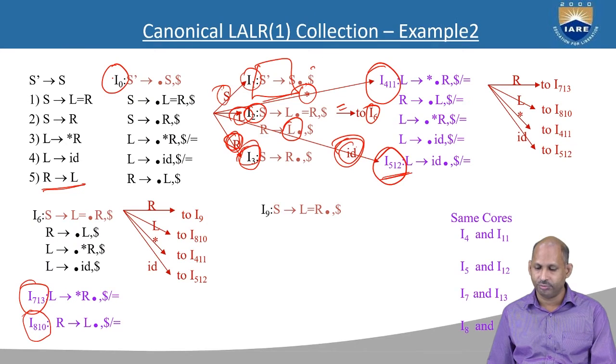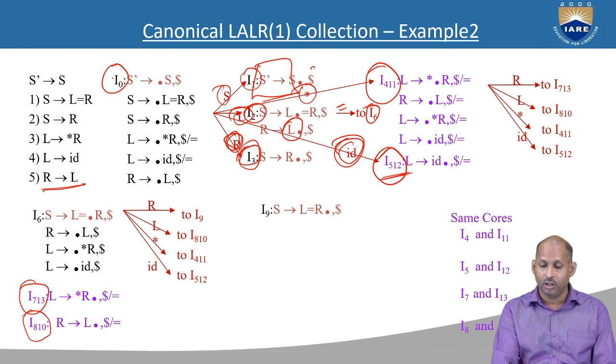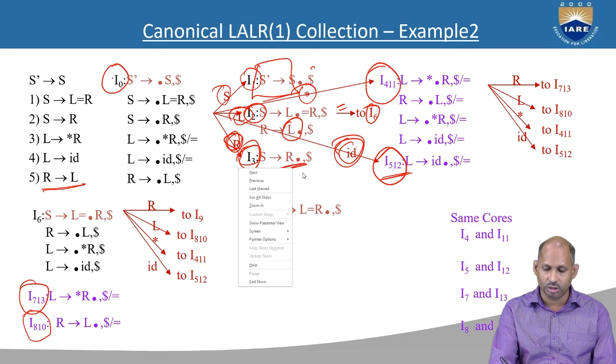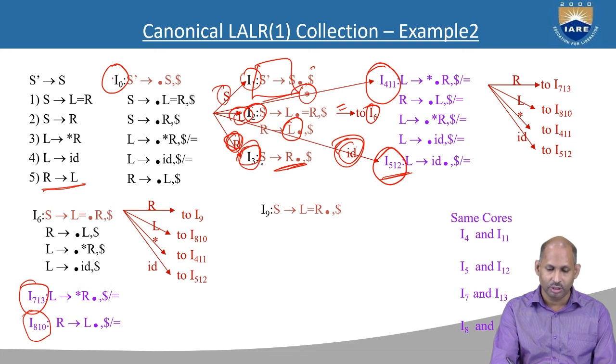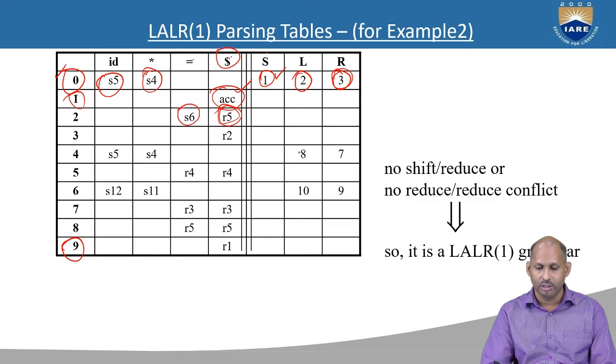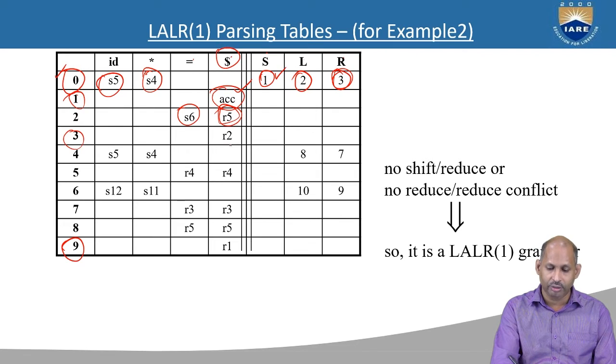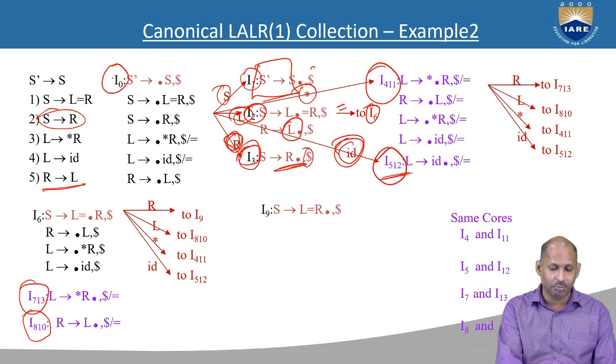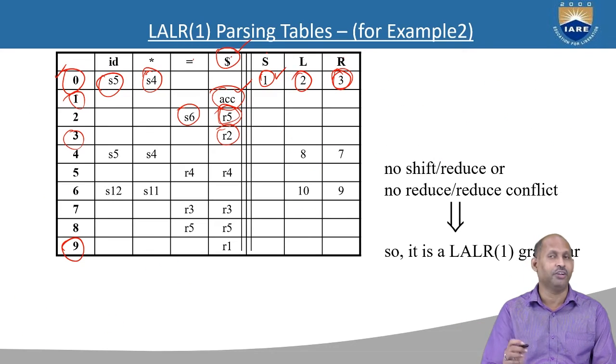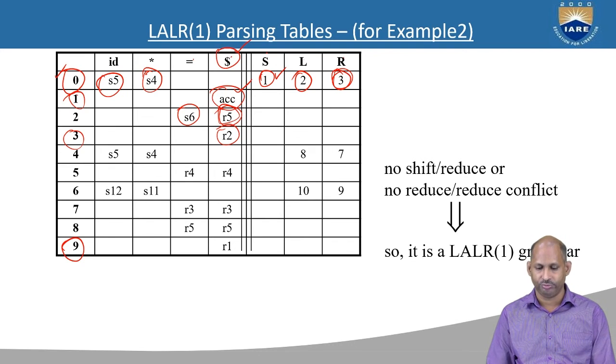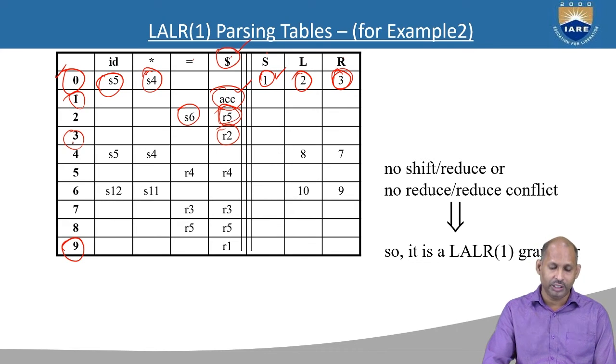Then I3, with the dot at the end. The production number here is the third production. Dollar is the symbol. So on dollar we write R2, reduce by the production number.